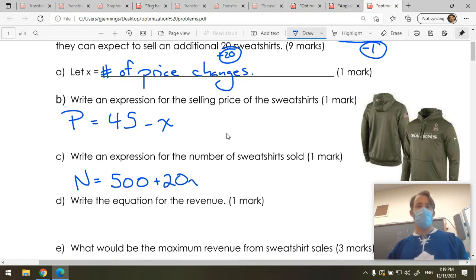Now let's take a look at why this is the correct answer. First of all, if it was 500 plus 20, we would just say that's 520. And then it wouldn't matter how much they changed the price, their sales would be constant at 520.